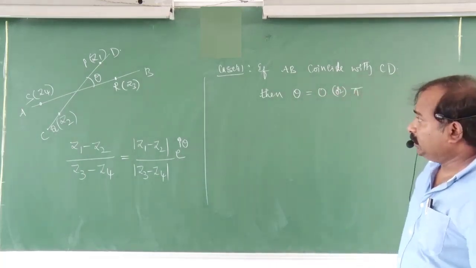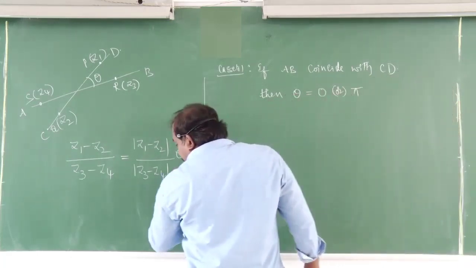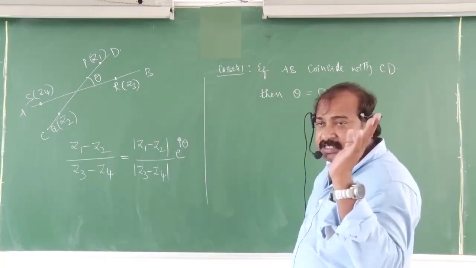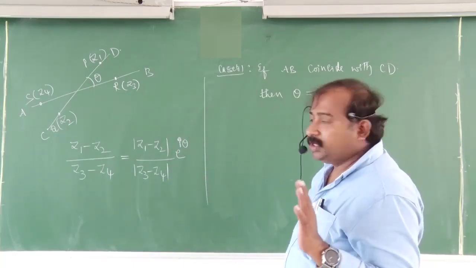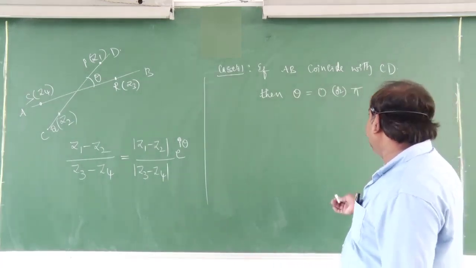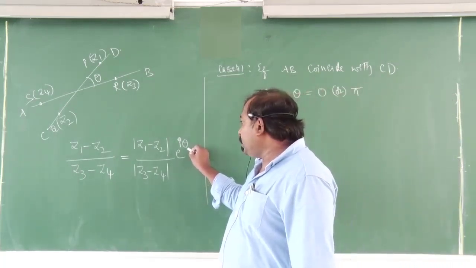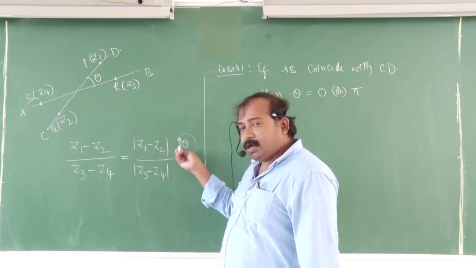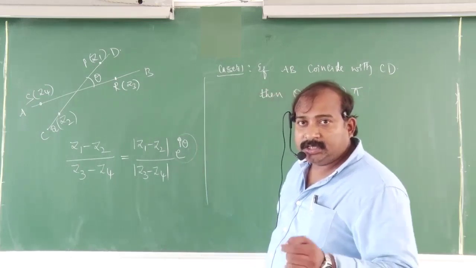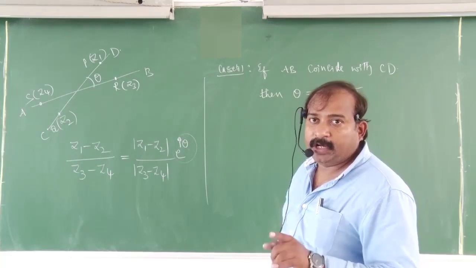Got it? If AB coincides with CD, this is how the relation is given, based on the rotation theorem. Before, I gave z1, z2, z3, and based on that I gave the concept. If AB coincides with CD, then the theta value will be 0 or pi. If theta equals 0, what will the whole value be? e power i theta means cos 0 plus i sin 0. Sin 0 value is 0, cos 0 value is 1.